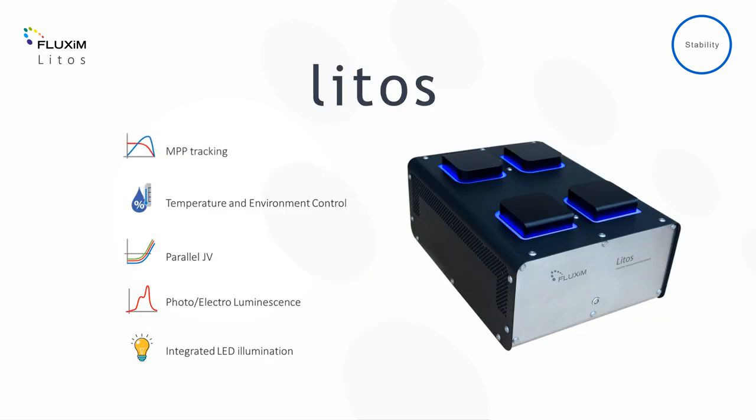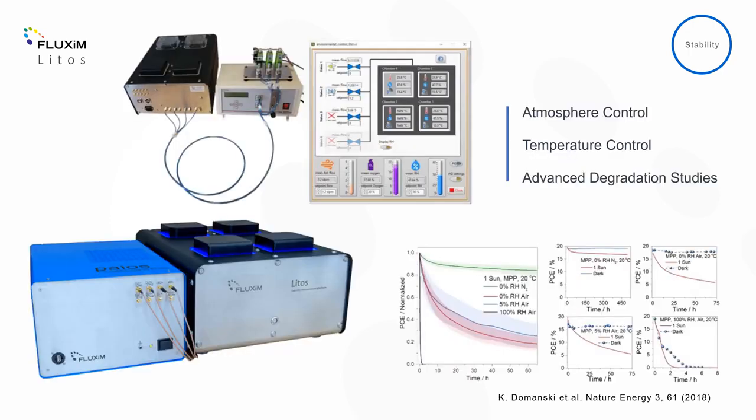LITOS is a stability lifetime measurement system with 32 independent stressing channels distributed over 4 chambers. Each chamber has independent sensors and internal LED illumination. The advantage here is that the conditions in each chamber can be controlled independently.